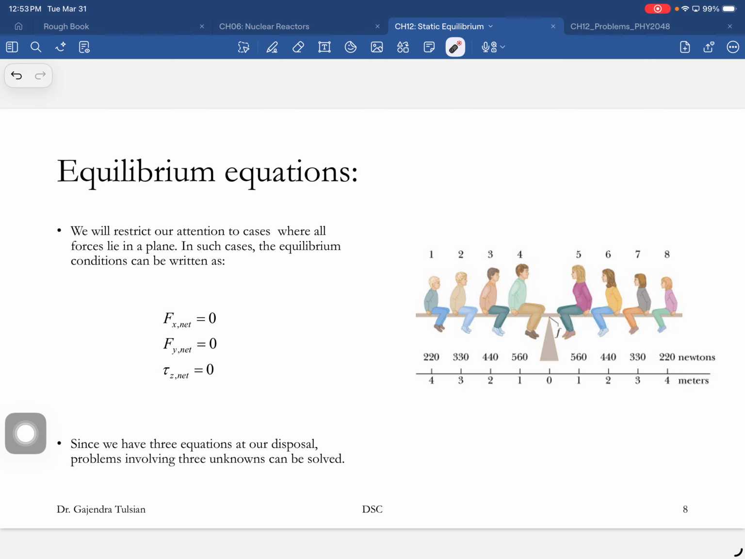So if you have three equations, then how many unknowns can you solve for? Three. Okay, so if you have three equations, you can solve for three unknowns. Okay, so those are the kinds of problems we'll solve.